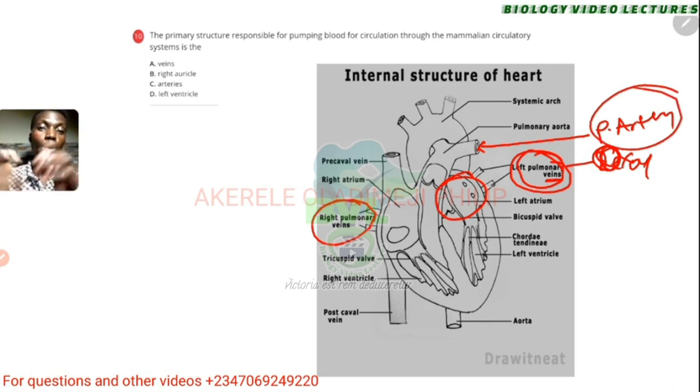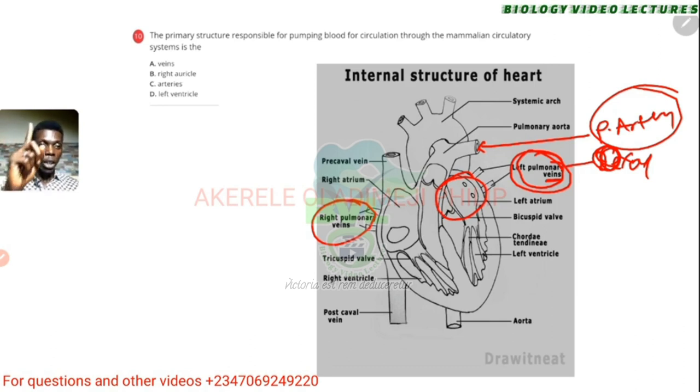Let me take that again. Pulmonary vein is the only vein that carries oxygenated blood. Veins normally carry deoxygenated blood, but pulmonary vein is carrying blood that is rich in oxygen, oxygenated blood. Arteries normally carry oxygenated blood, but pulmonary artery is carrying blood poor in oxygen, which is called deoxygenated blood.